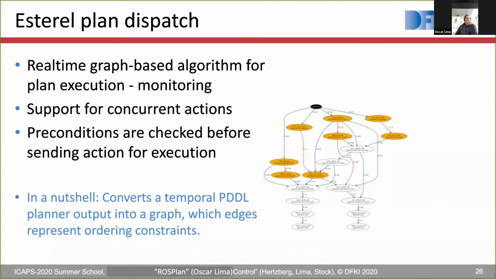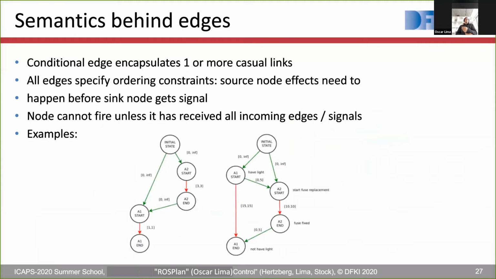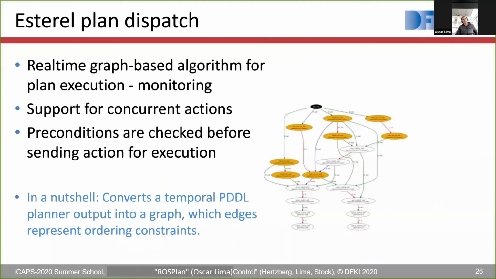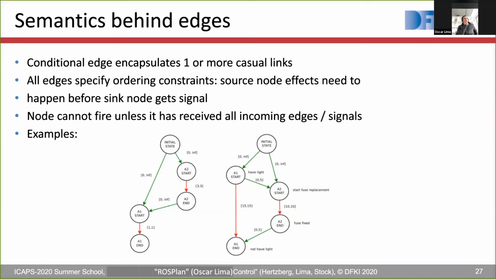And so the Sterile plan dispatch in a nutshell: it converts a temporal PDDL planner output into a graph representation, and in the graph, the edges represent ordering constraints. And then later on, you will send this graph for execution. Because we have a feature so that you can enable colors in the Sterile graph, it's important also to talk about the semantics behind the edges. What is the meaning of these edges?